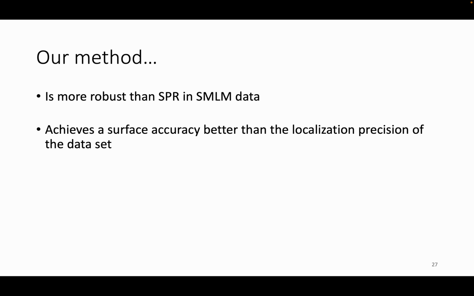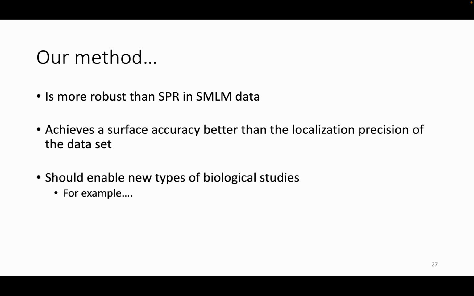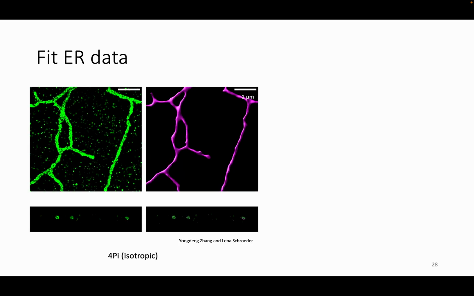We achieve a surface accuracy that is better than the localization precision of the data set. That is, our root mean square values are always better than the average localization precision. And we think that this should enable us to perform new types of biological studies. So we went ahead and applied this to real data.